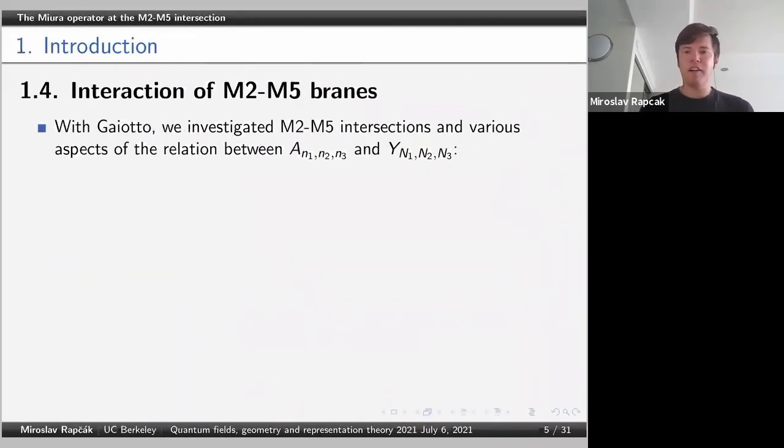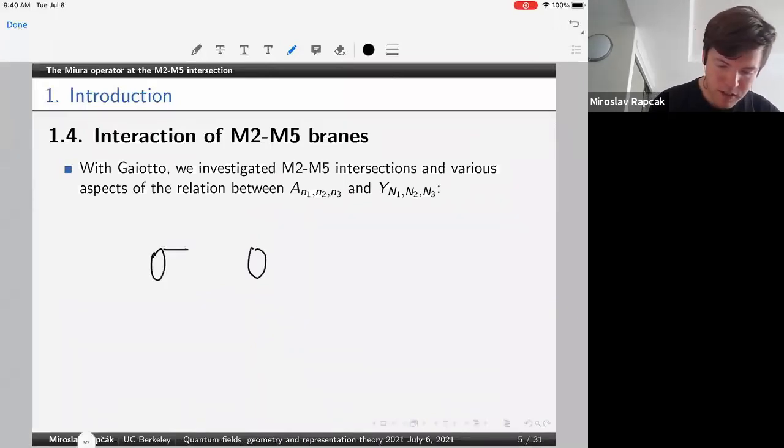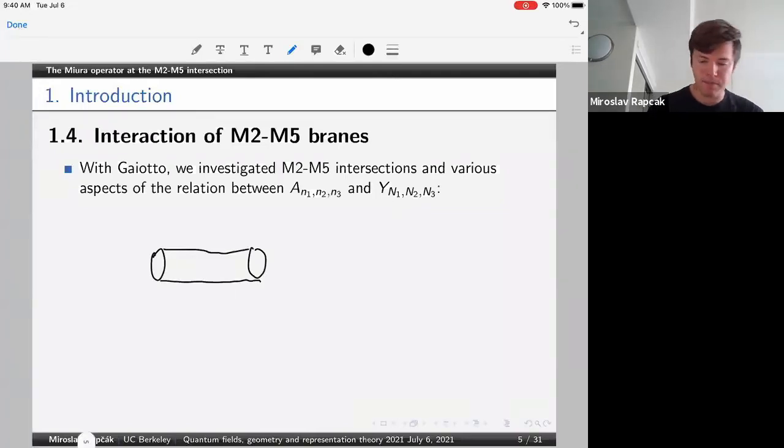Okay, so not only am I going to tell you what these maps are and how to construct these algebras in this talk, but what we actually did with Davide, we investigated how those two interact. And we did it by looking at the configuration where the M5 branes and M2 branes intersect. So you have the M5 brane wrapping the cylinder with the algebra of operators Y(N1,N2,N3).